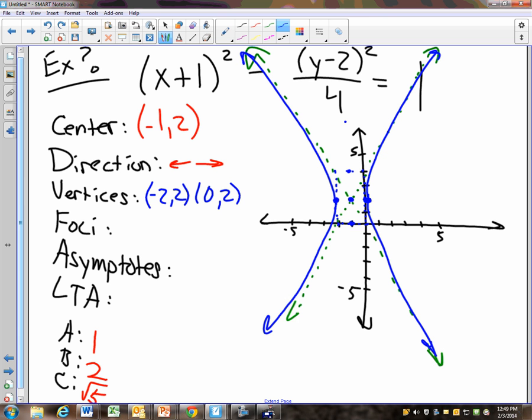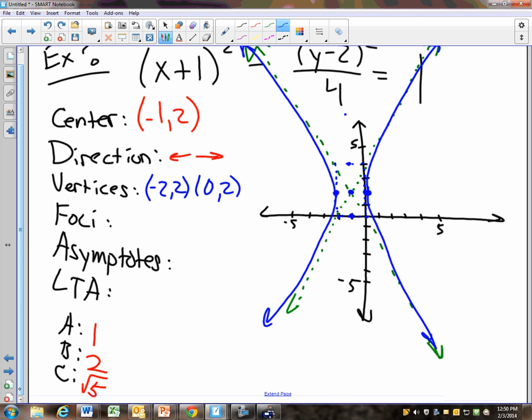The foci are located how many units in the horizontal direction? The root of 5. We use c in order to locate the foci, so we have to move the root of 5 in each direction. So watch what happens here. I start right here at the center. Am I going to move horizontally or vertically? Horizontally. So is the y value going to change at all? No, so the y value in both cases is going to be 2. We know that. The y value doesn't change.